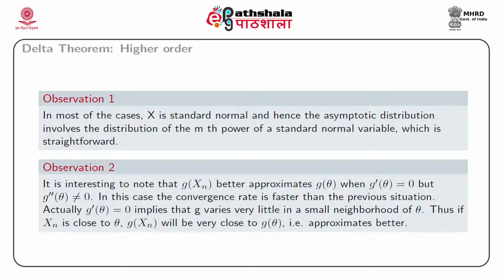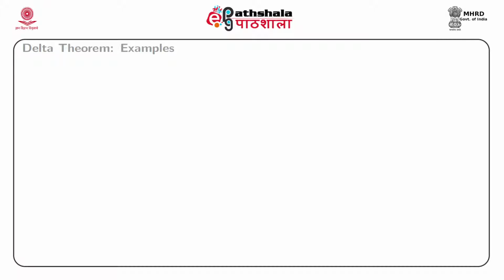Actually, the first derivative of g equal to 0 at theta implies that g varies very little in a small neighborhood of theta. Thus, if Xn is close to theta, g(Xn) will be very close to g(theta), that is, in such a case the approximation is better. So, let us start with some examples.